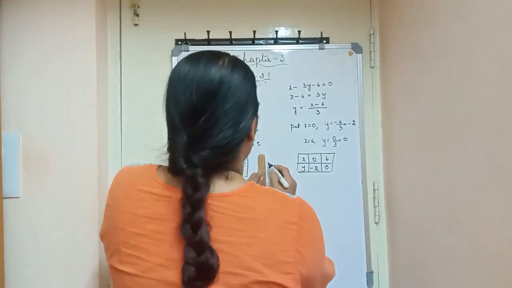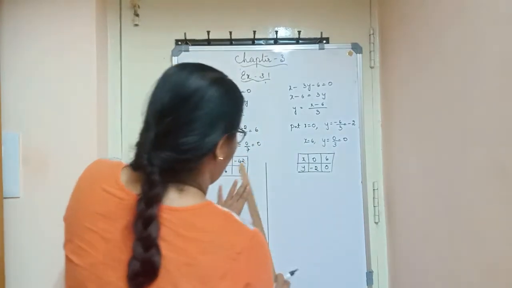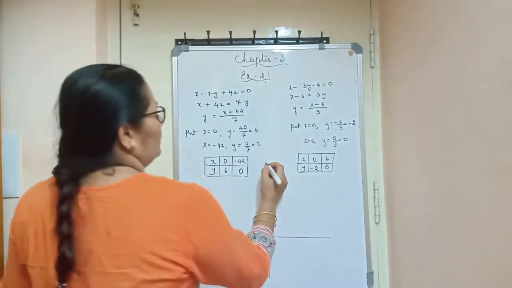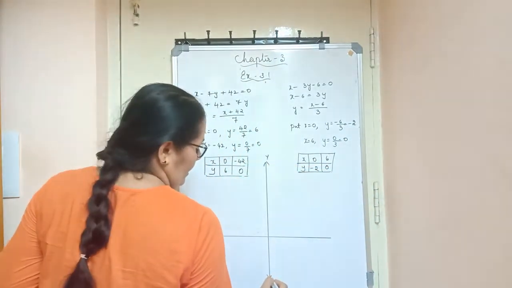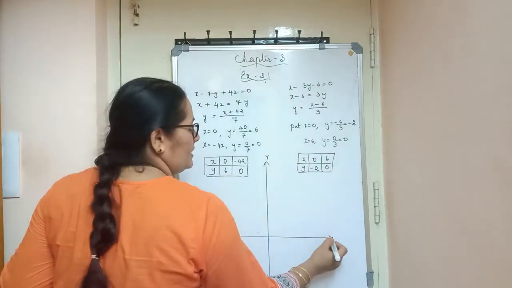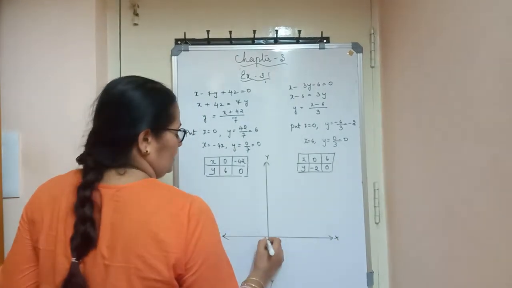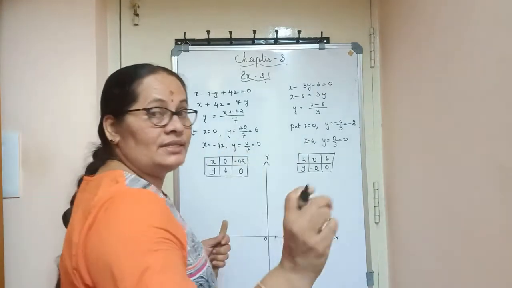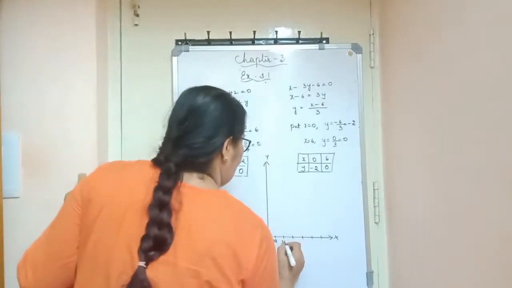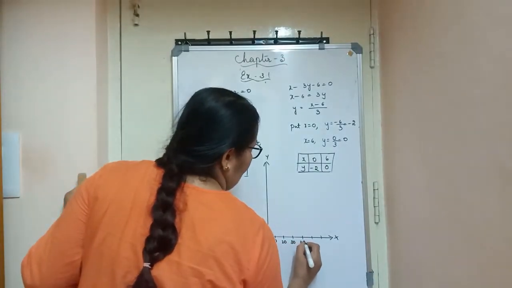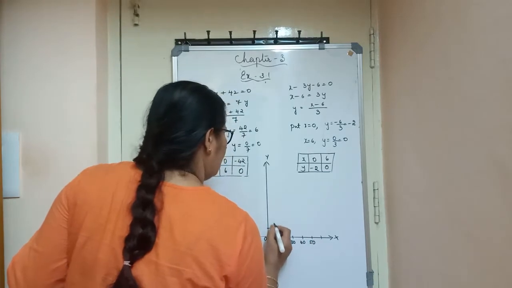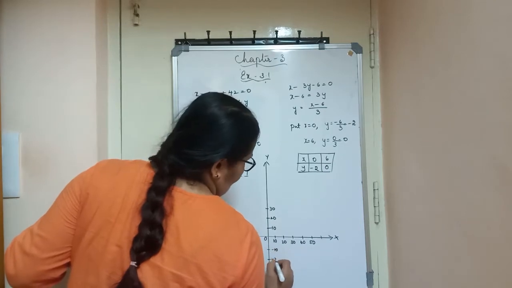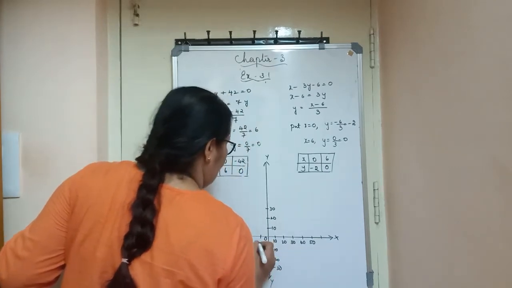So draw the x and y axis. This is the vertical axis y and the horizontal axis is x. Now I'll divide this x-axis with 1 unit as 10. 10, 20, 30, 40, 50. Here also the same I will write. So minus 10, minus 20, minus 30. Here are the negatives.